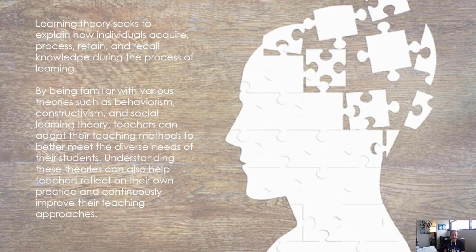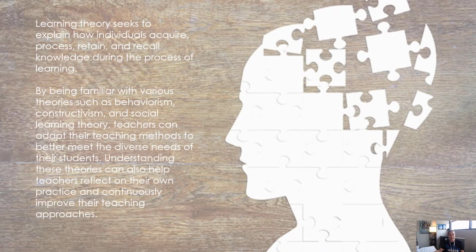So why is it important for you as a teacher to understand learning theory? Well, first and foremost, you need to understand how your students are acquiring information, how they're remembering it, how they're applying it. So if you understand how your students learn, it can really help you in terms of differentiation. So how do you reach out to a group of diverse learners? How do you reach students on an individual level?